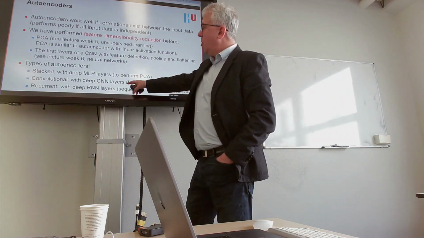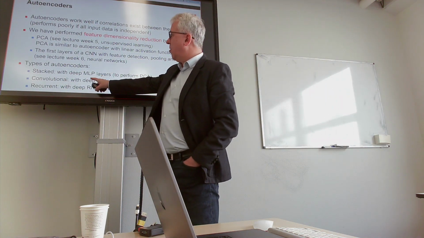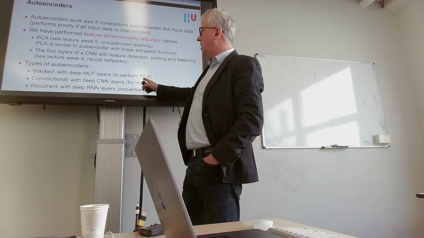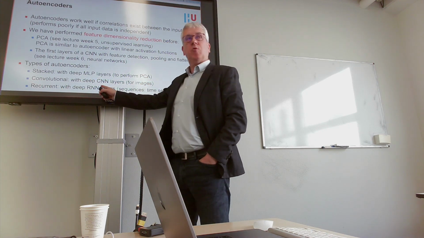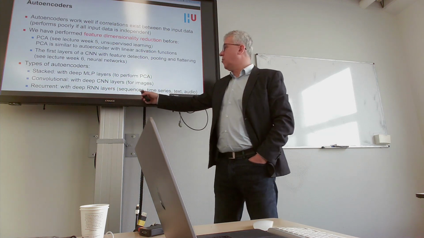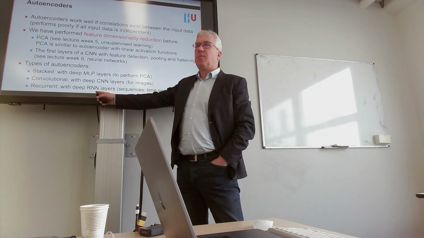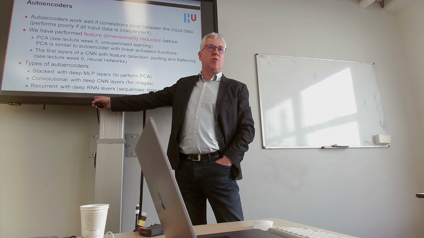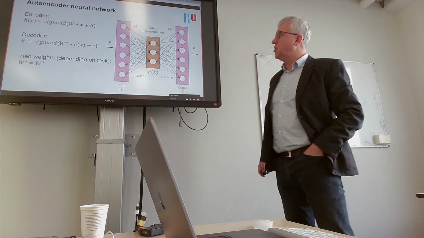So these autoencoders come in different shapes and forms. We could use them with deeper layers, like for doing PCA. We could use CNN layers for compressing pictures, for example. And we could even put in recurrent layers for an autoencoder. So you have all kinds of variations.